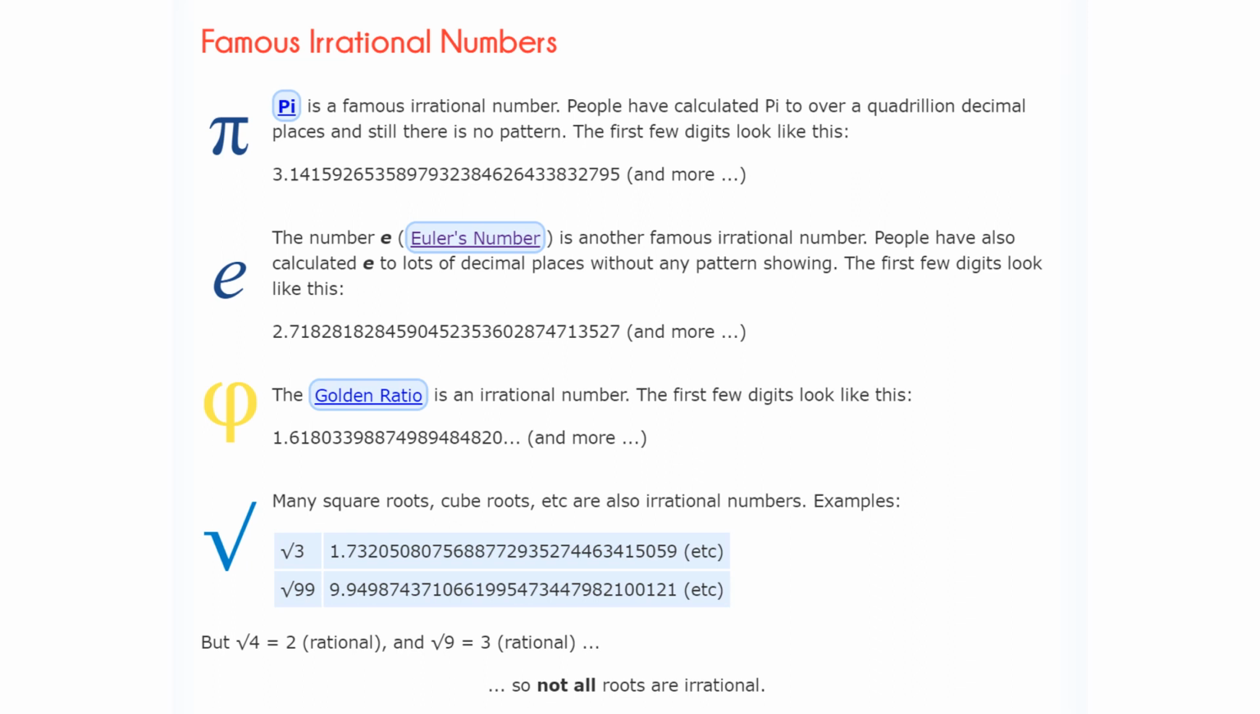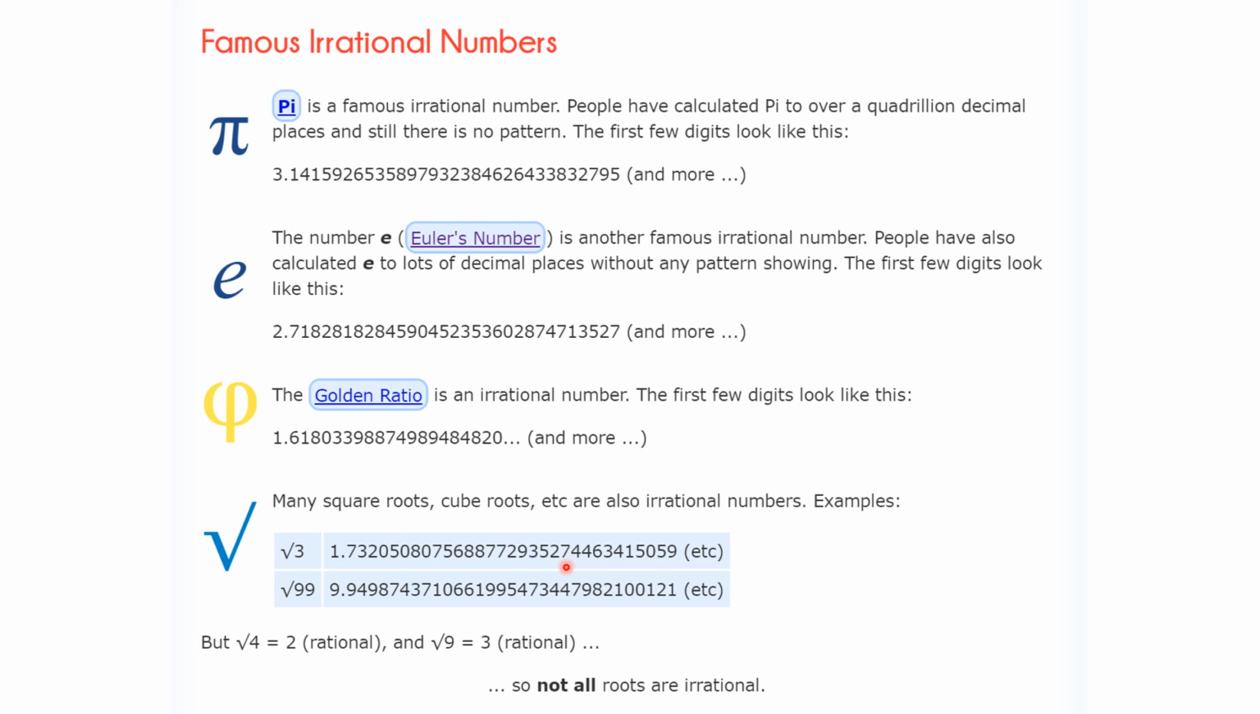So these are some of the famous irrational numbers. One of them will be pi. The other one will be Euler's number. Another one will be the golden ratio. And this is a square root. However, not all square roots are irrational. Not all square roots are irrational. Most of them, you can check it over here. The square root, when you get a never-ending decimal, it will be an irrational number.